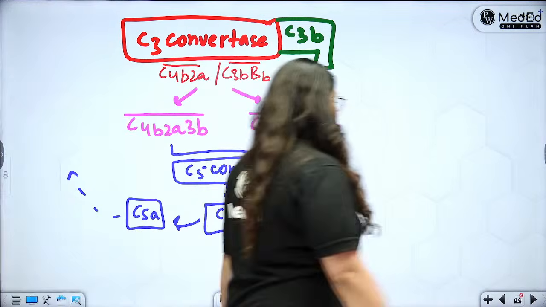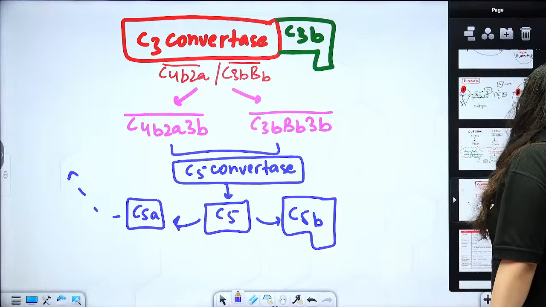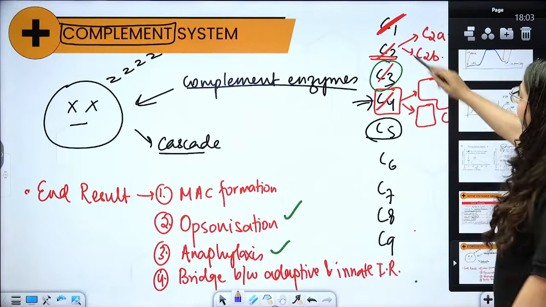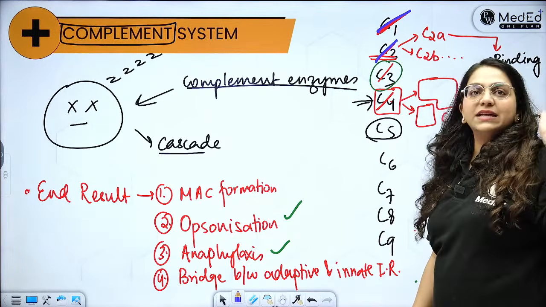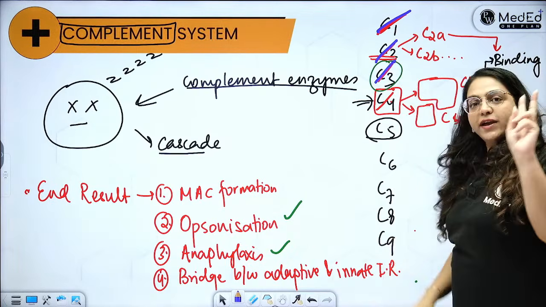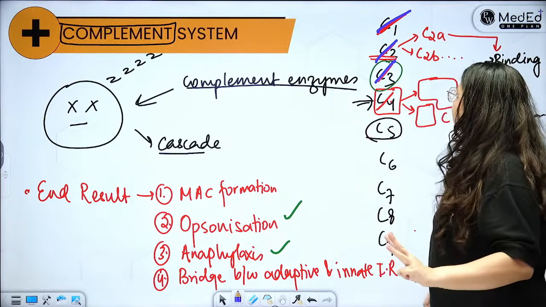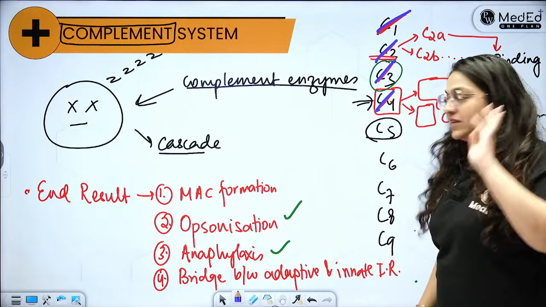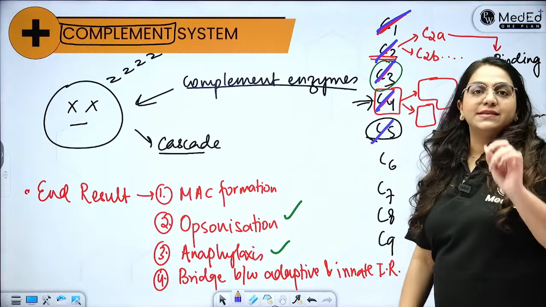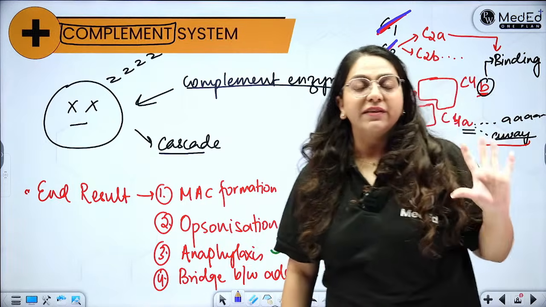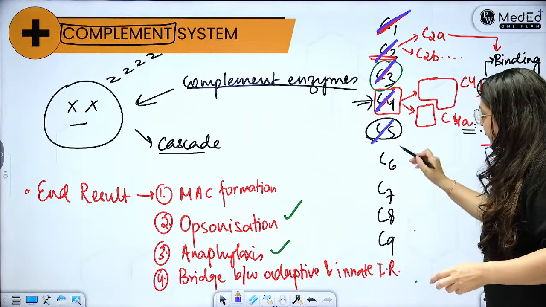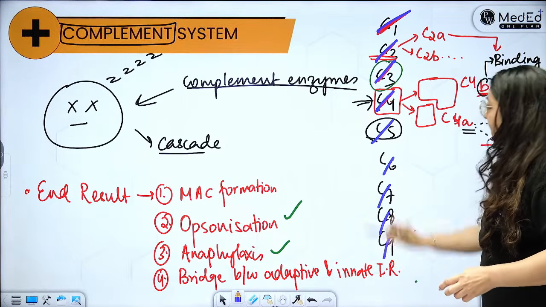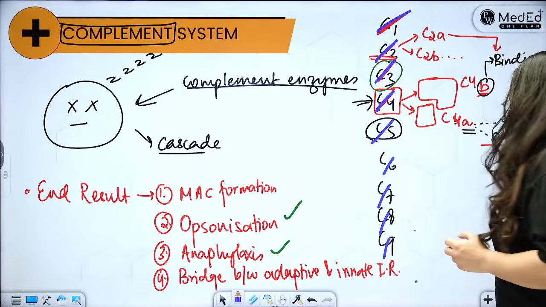So now let's go and check whether all of our components have been consumed or not. C1 has been used, in the classical pathway. C2 has been used, yes, in both classical and alternate. C3 has been used, yes, in the C3 convertase. C4 is used, yes. C5 is used, yes, C5 convertase has broken C5. Now this C5b will bind C6, C7, C8, C9. All of the components are going to get consumed now.